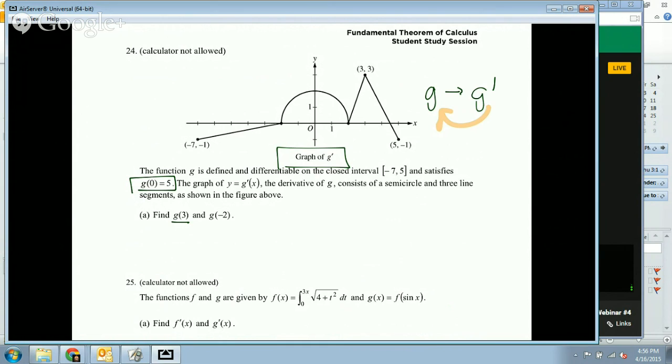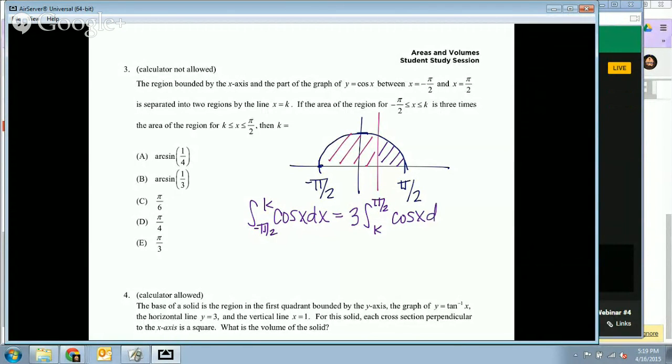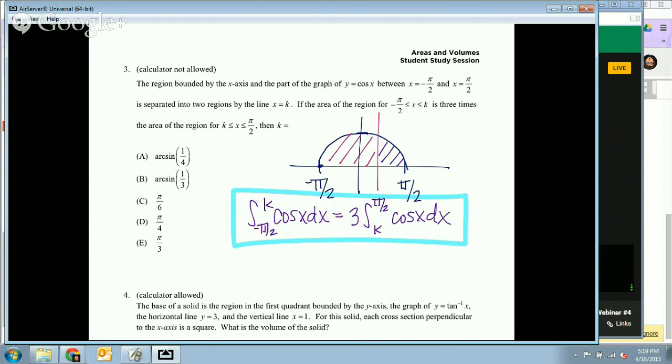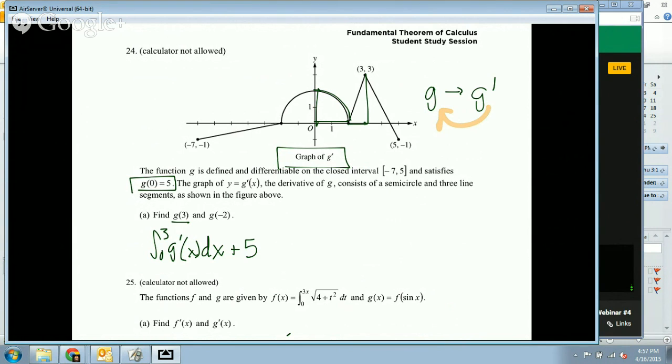So remember, when you're going to the left on this relationship spectrum here, you're going to have to use your initial condition. So if I have g of 3, I know that I am going to take the integral from 0 to 3 of g prime dx, but then I'm going to have to add my initial condition. So I'm going to add that 5, okay? So from 0 to 3, the antiderivative of cosine is sine. And I'm going from negative this right here, okay?